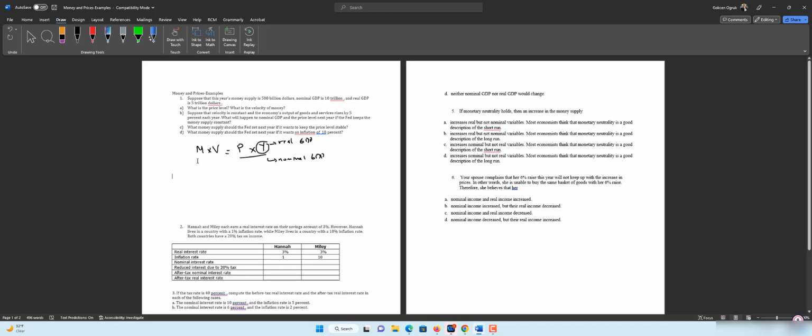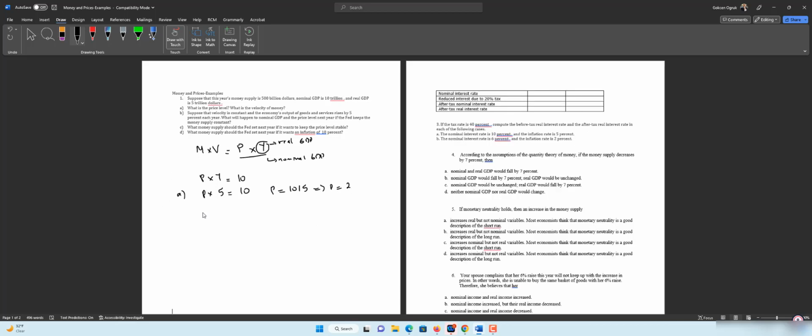So let's start with the first one. What is the price level? So we know that P times Y is equal to 10 trillion. That's the nominal GDP. And we know Y is 5 trillion. So P times 5 is equal to 10. Therefore, P is equal to 10 over 5, which is 2. This is A.